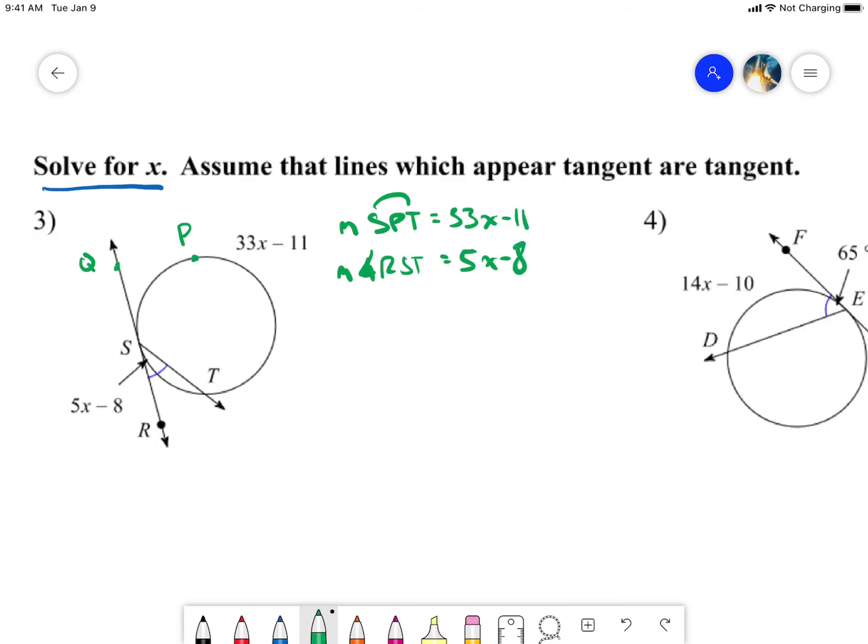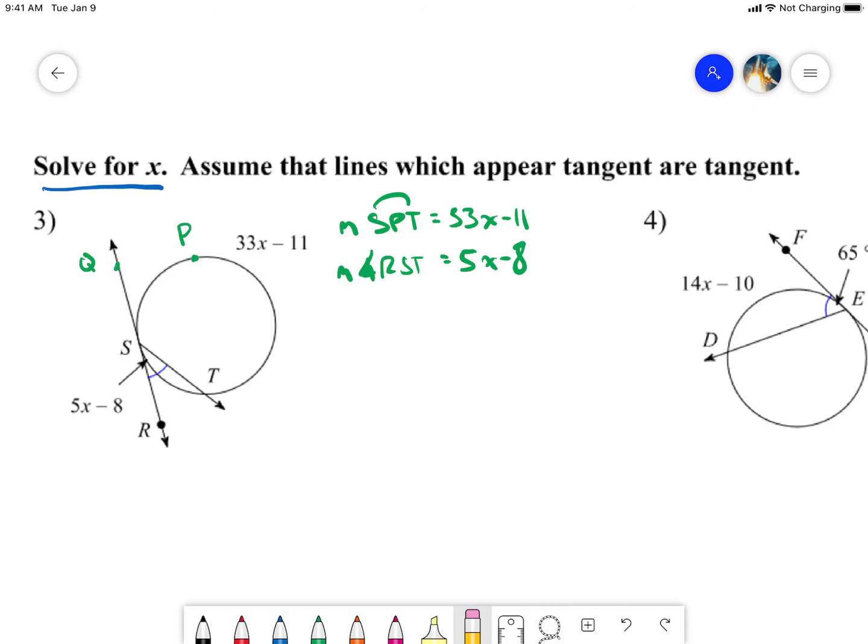Now there are a couple different ways to approach this. Actually, there's a lot. I could figure out what measure of angle QST is and then try to use the linear pair formula like we did in the first one. But if I look at arc SPT, if I tried multiplying this by a half, I'm going to get some ugly fractions. And I'd like to keep this as whole as possible. It just makes things easier.